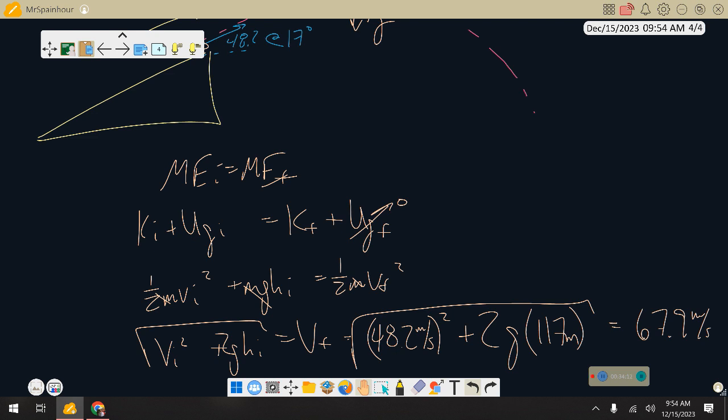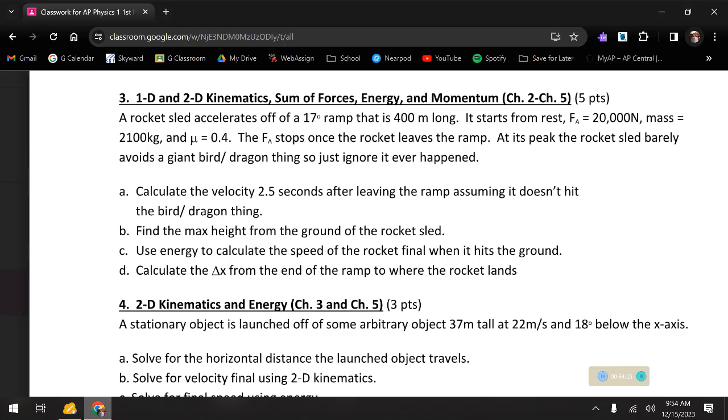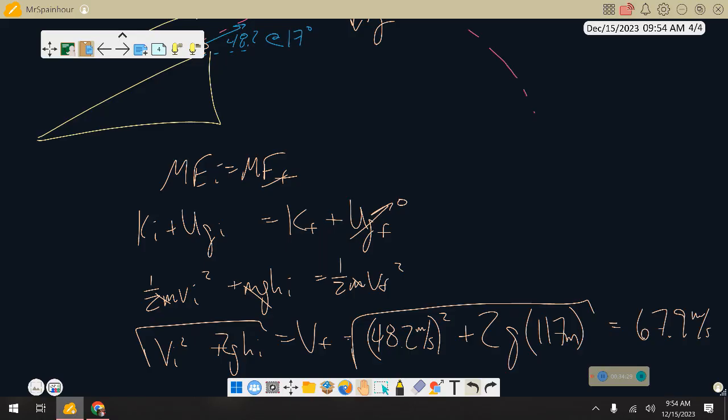All right, so finally part D. The last thing it asks for is simply calculate the delta x from the end of the ramp to where the rocket lands. Again, when there was a collision in the air, this was a little bit harder because you actually had to do it in 2 separate spots. It's actually pretty easy now because, once again, it is simply just a 2-dimensional problem.